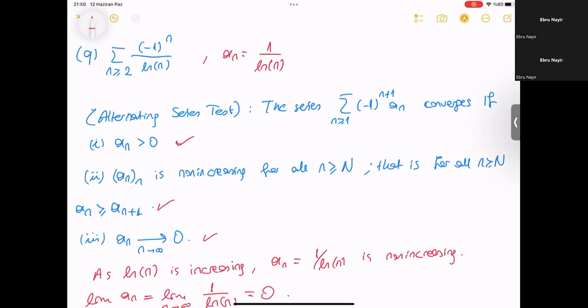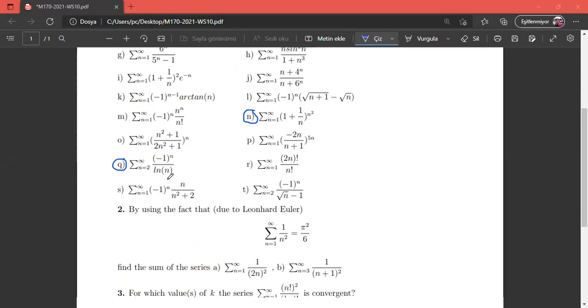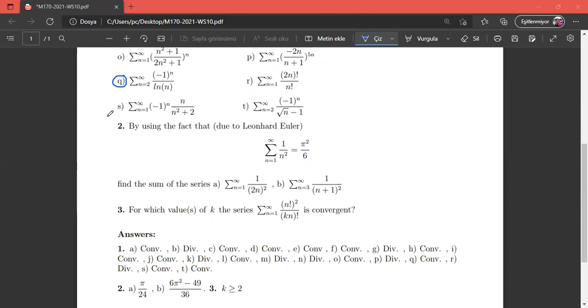All right. Now we're done with the first question, so we will solve this one too. Right, we will assume this equality: the series of 1 over n squared is equal to pi squared over 6, and we will try to find these ones using that fact.